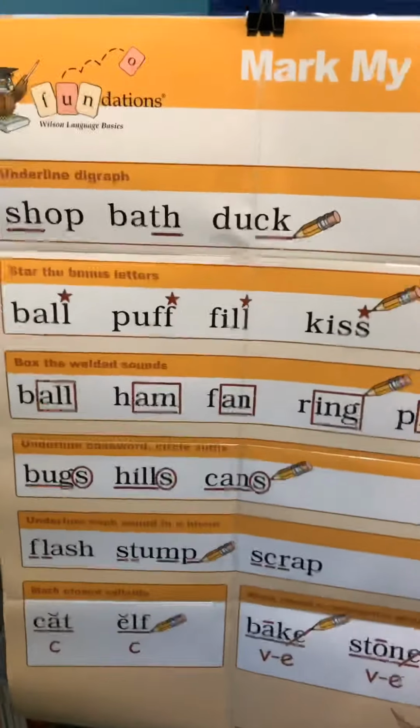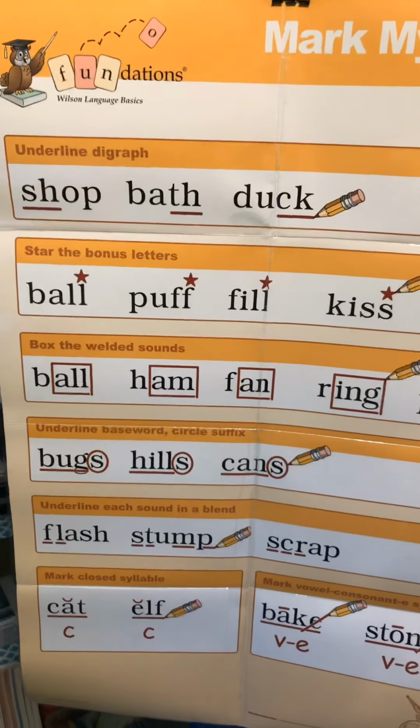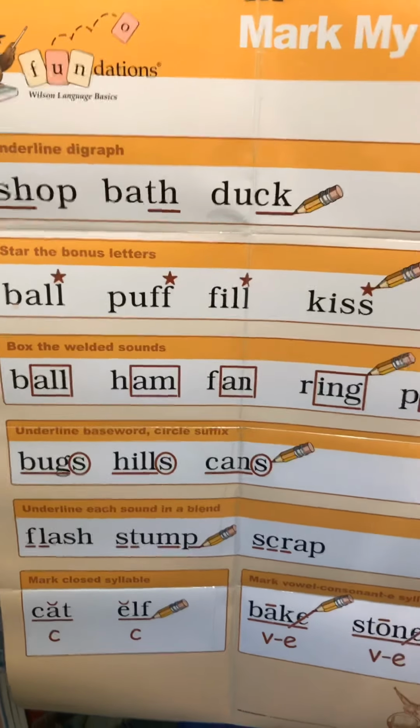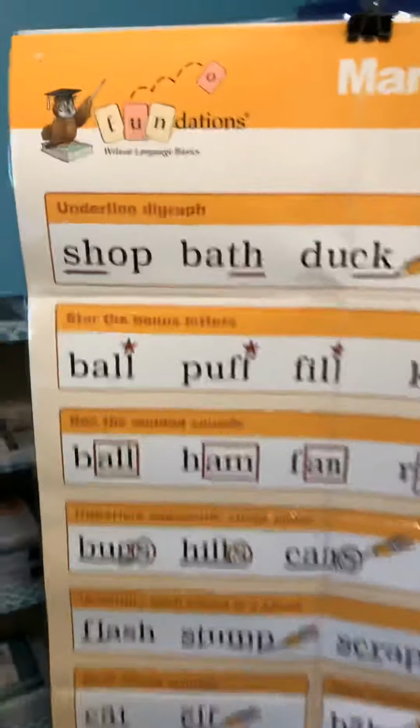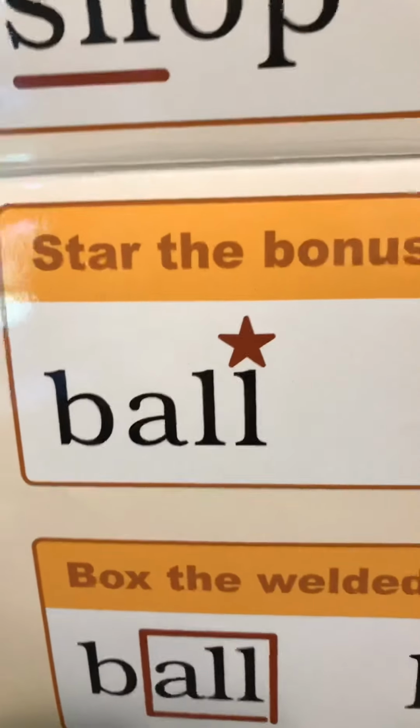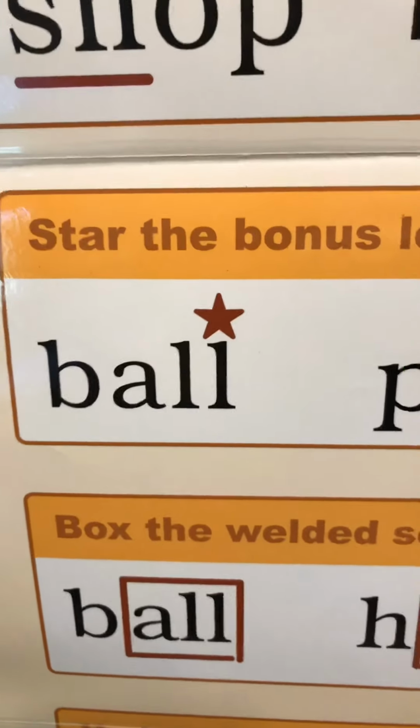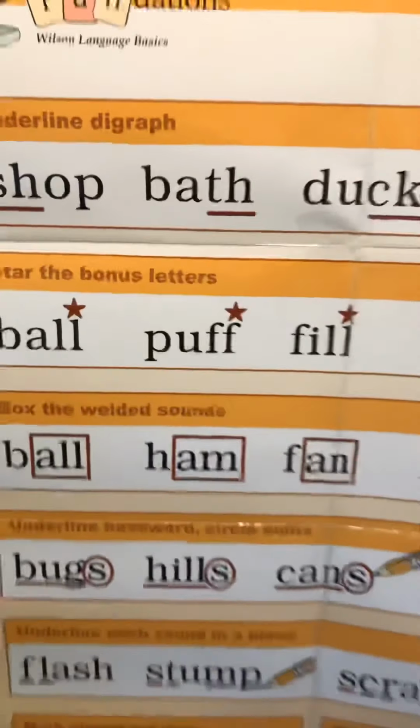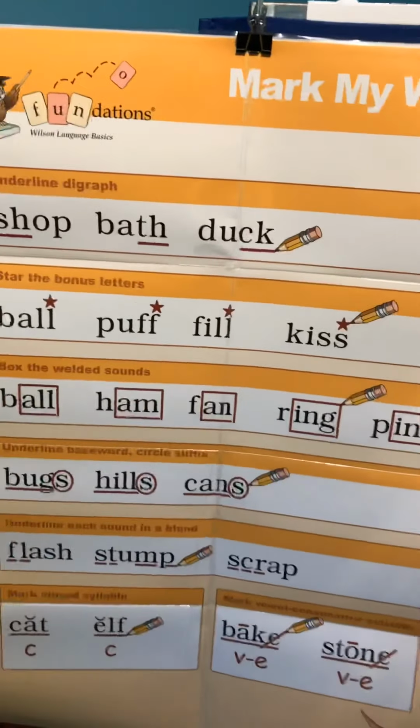And we teach bonus letters, and that's when you have an L, an F, an S at the end of a word, and you need two of them, so we just call it a bonus letter. It doesn't make two sounds, but we just indicate a bonus letter with a star above that.